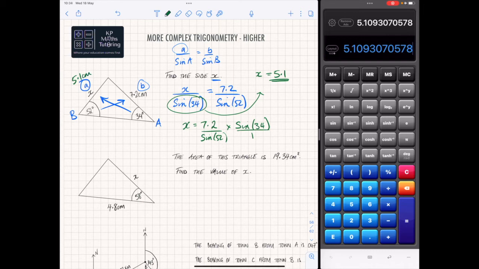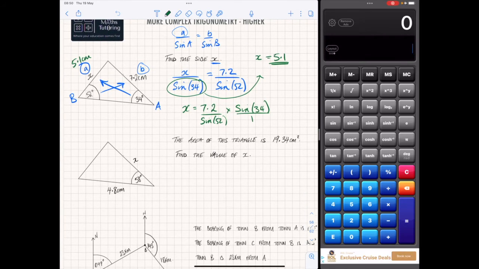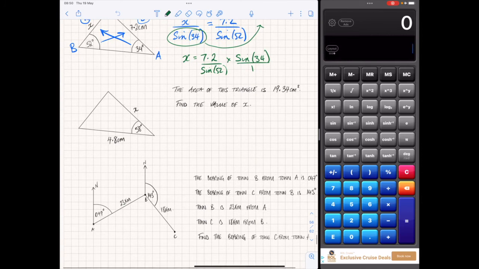Okay, so that's the opposite of the sine rule for there. So that's angle, that's side. Okay, so we're now going to look at the last couple of examples that we've got. The first one here, the area of the triangle is 19.34 centimeters squared. Find the value of x.